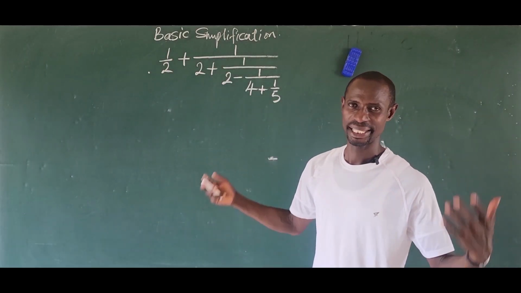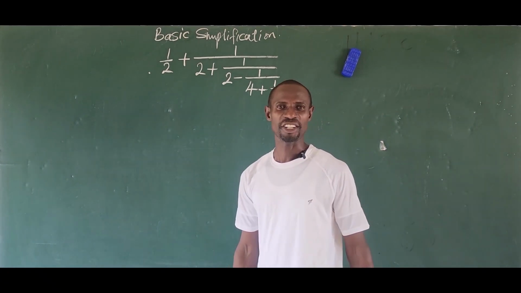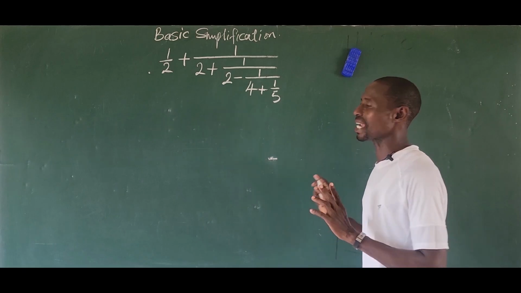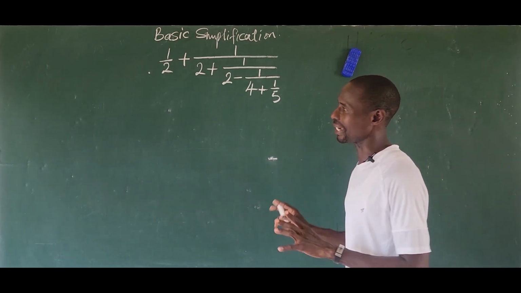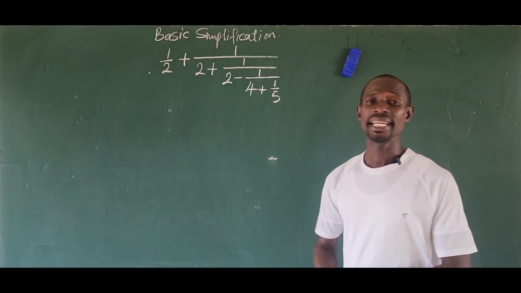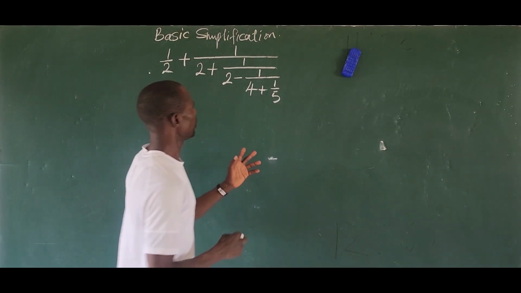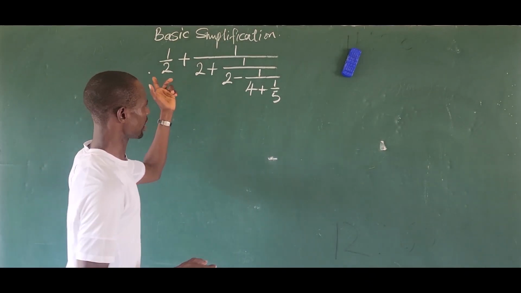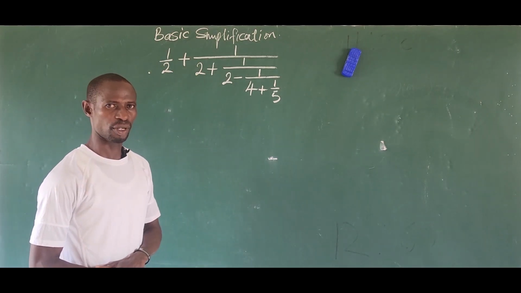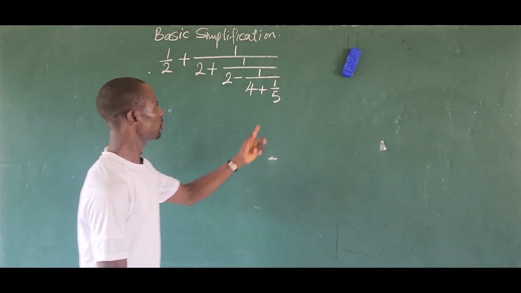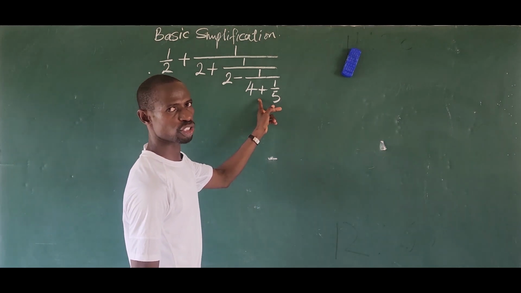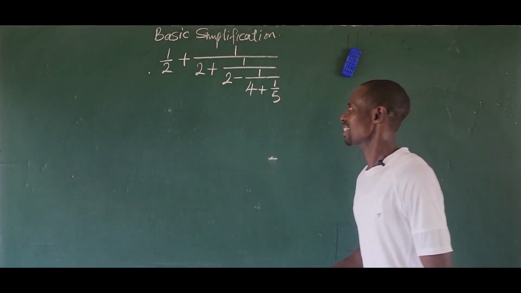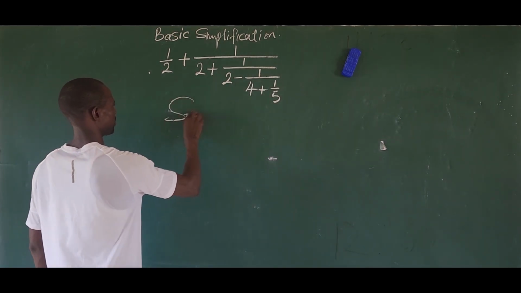Hello, everyone. Here we have a simplification before us. It's a basic simplification. When you have a fraction of this kind, how do you simplify it? It is simple. Never start the simplification from the top part, because you will just get lost. You start the simplification from the bottom, until you get to the top of this challenge. So let's take our solution.